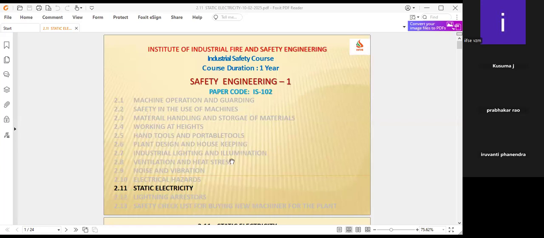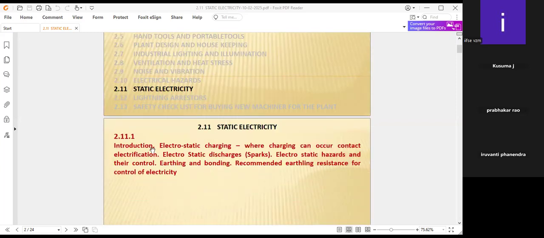Today's topic, as discussed and as scheduled, is 2.11, that is static electricity. In that, as per the book material: introduction, electrostatic charging, where charging can occur, contact electrification, electrostatic discharges, that is sparks, electrostatic hazards and their control, earthing and bonding, and recommended earthing resistance for control of static electricity.